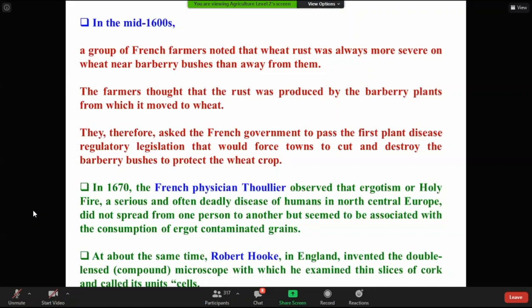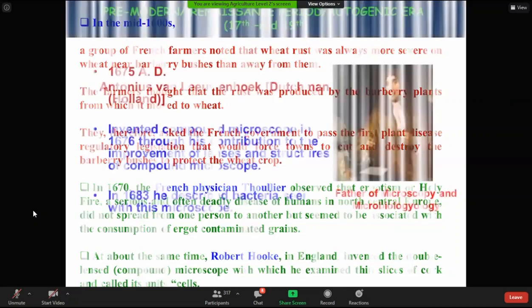So did you see in this period? The French farmer observed wheat rust, and after 70 years, French physician Tholier observed ergotism. But at the same time, the English scientist Robert Hooke invented a compound microscope at that time. Although there is a controversy, I'll let you know.